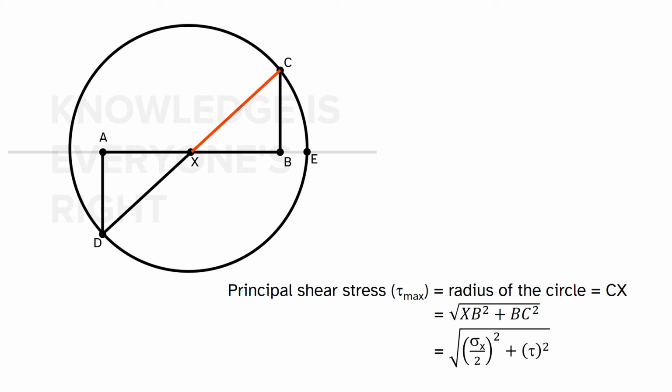XB is half as long as AB. Hence XB is equal to sigma x by 2. BC is the length of tau. Hence, the principal shear stress is given by the formula as shown.